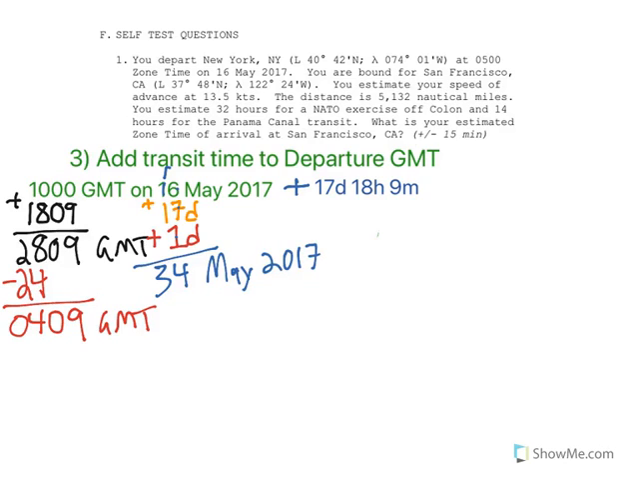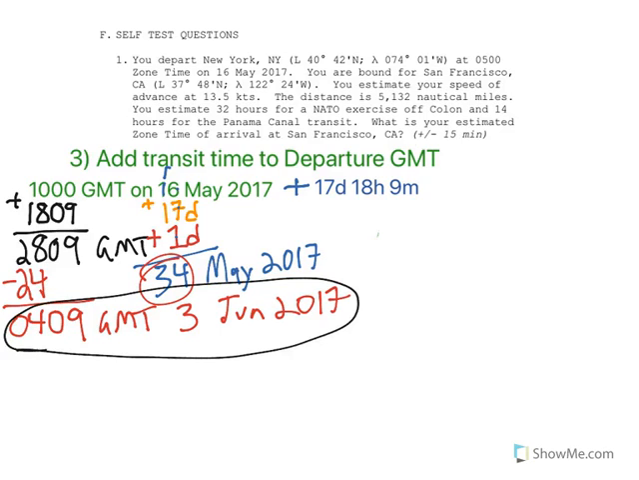Uh-oh. 34 May is not an actual date, so that means we progress into the next month because there are only 31 days in May. So we'll take 34 and subtract 31, because there are 31 days in May, and we get 3, and we'll advance to the next month, which is June. So 34 May is also known as 3 June 2017. So here is our answer. We will arrive in San Francisco at 0409 GMT on 3 June 2017.